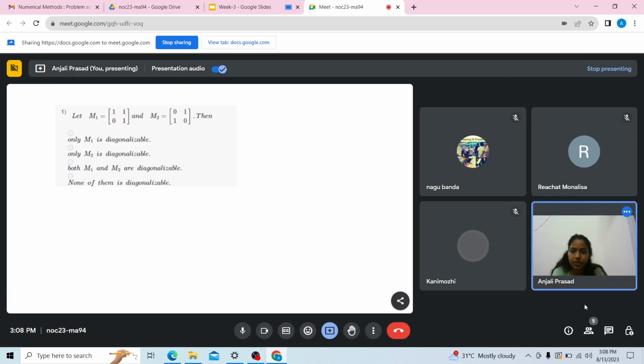So again, I am repeating the question. You have been given two matrices M1 and M2, and you have to find out which one of these is or are diagonalizable. For proceeding, you have to calculate the eigenvalues and respective eigenvectors, so that you get the algebraic multiplicity and geometric multiplicity of each eigenvalue. If algebraic multiplicity of all the eigenvalues is equal to geometric multiplicity, then that matrix will be diagonalizable. So calculate it and find out which ones are diagonalizable.